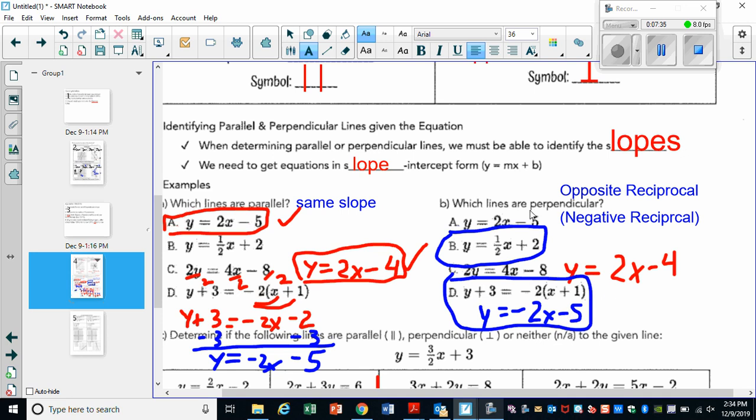Now, the choices that give us opposite reciprocals or negative reciprocals are B and D. So you started with positive 1/2. The negative reciprocal of positive 1/2 is negative 2.